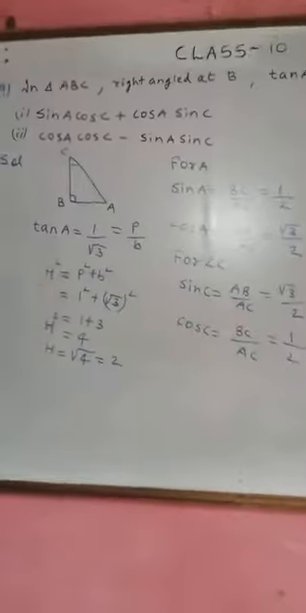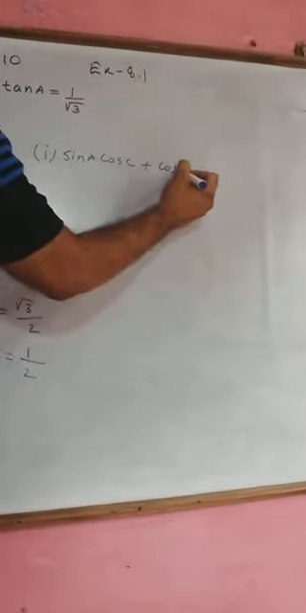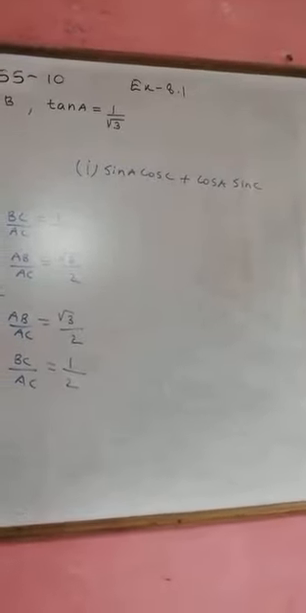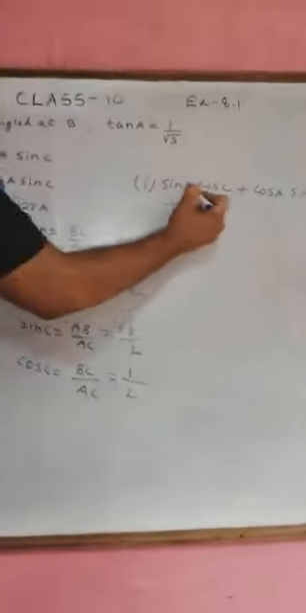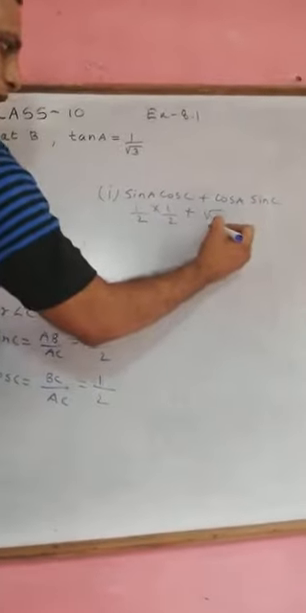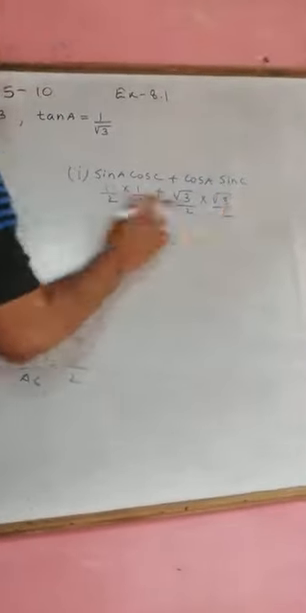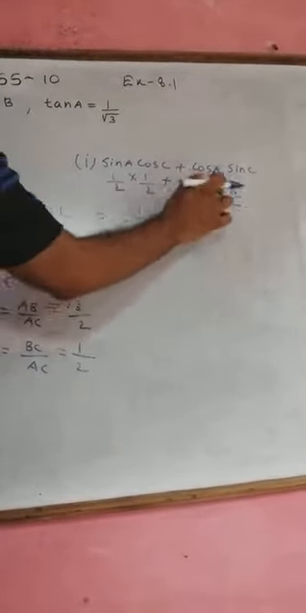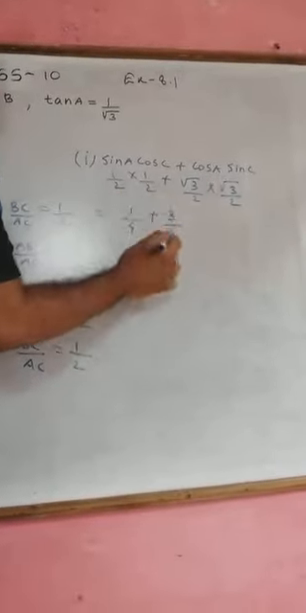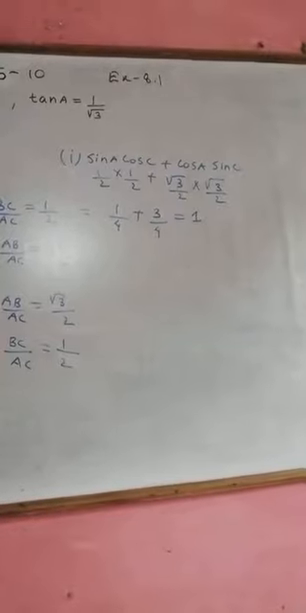Now we have to put these values in the relations. First we will solve sin A cos C plus cos A sin C. Sin A is 1/2, cos C is 1/2, cos A is root 3/2, and sin C is root 3/2. Multiplying, 1/2 times 1/2 is 1/4, and root 3 into root 3 is 3, 2 into 2 is 4. So 1 plus 3 is 4, 4/4 means 1 is the answer. So this first answer is 1.